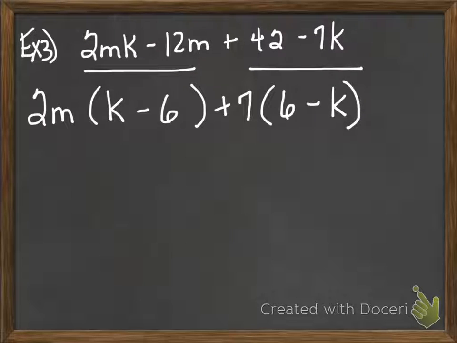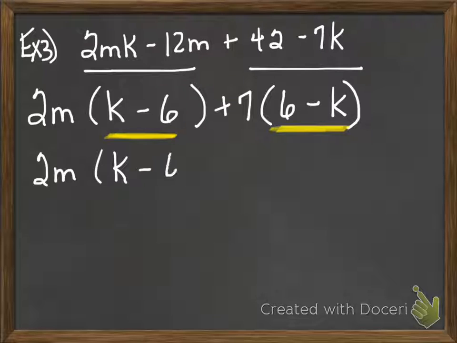Okay? Now, this one is different because I want you to look at your groups now. Are they exactly the same groups? No, ma'am, it's backwards. Okay? So what you're going to have to do is you're going to have another line of work. You're going to keep your 2m and you're going to keep your k minus 6.